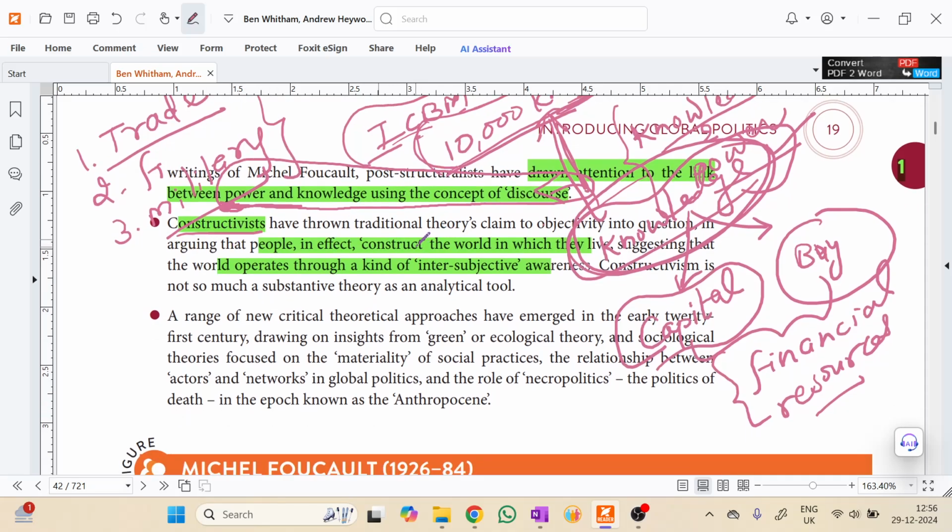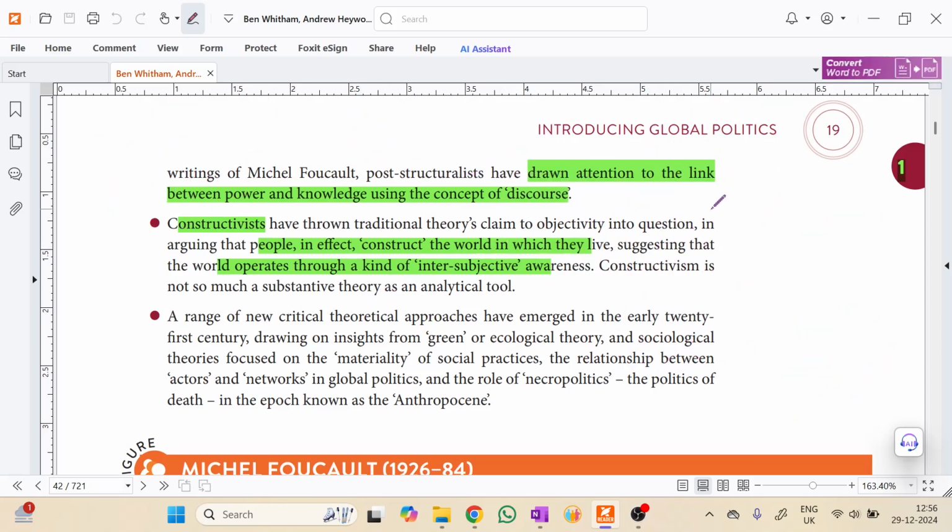Then comes constructivism, and it is a mix of spiritualism, metaphysical thoughts, and real-world political philosophy.